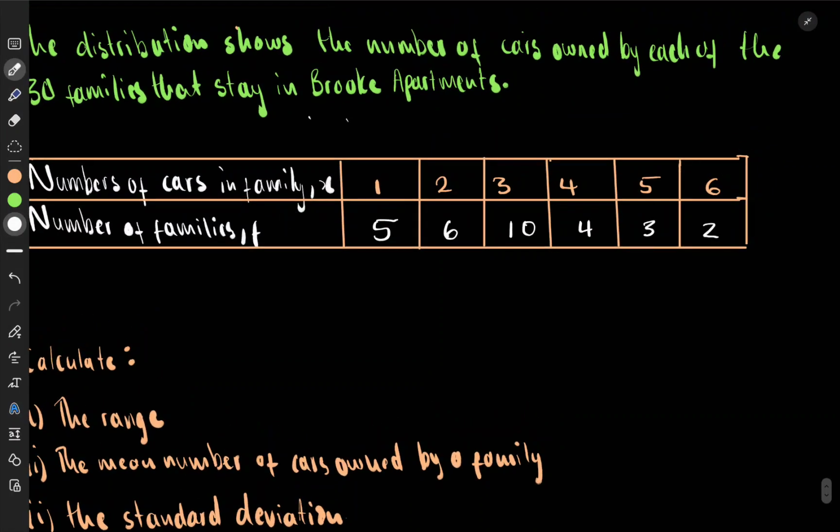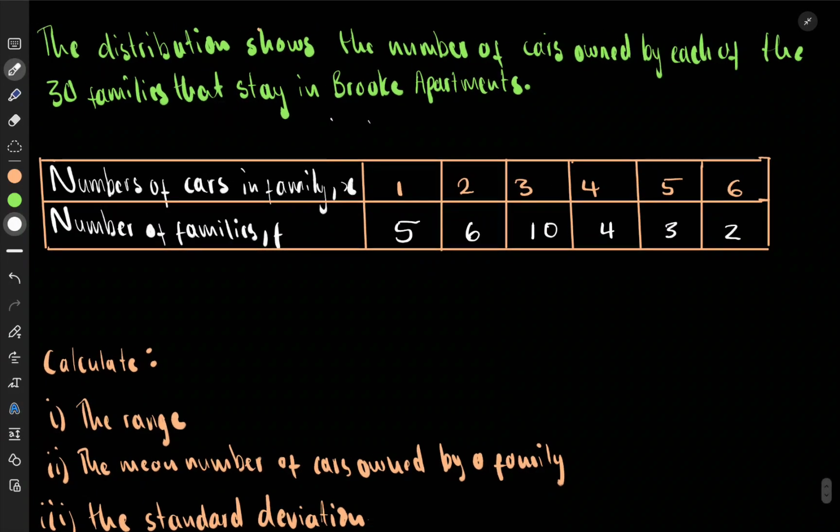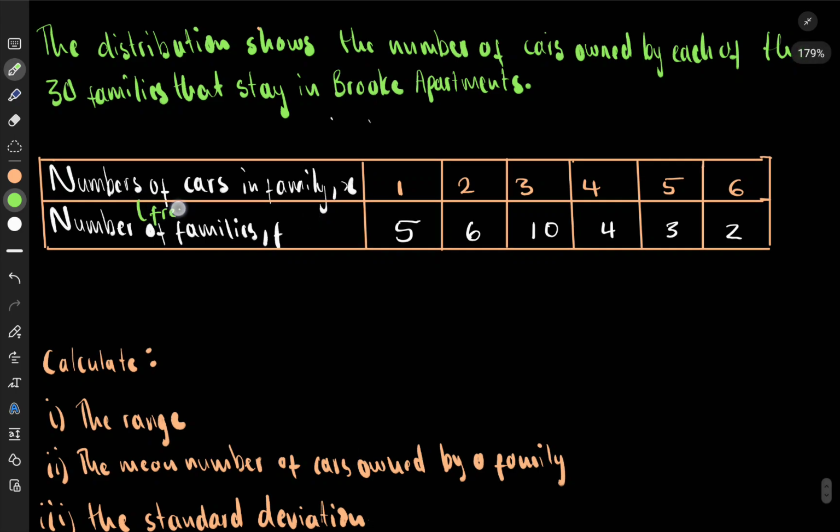So when we get a distribution, remember, we have two types of distributions. First is we have a frequency distribution, then we have a probability distribution. So if I look at this, what does it give me? Number of cars in family, okay? Then number of families, F. This is frequency. Number of families, how many, right? So this is the frequency. So that means this is a frequency distribution table. Okay, fine. Now what are they asking for?